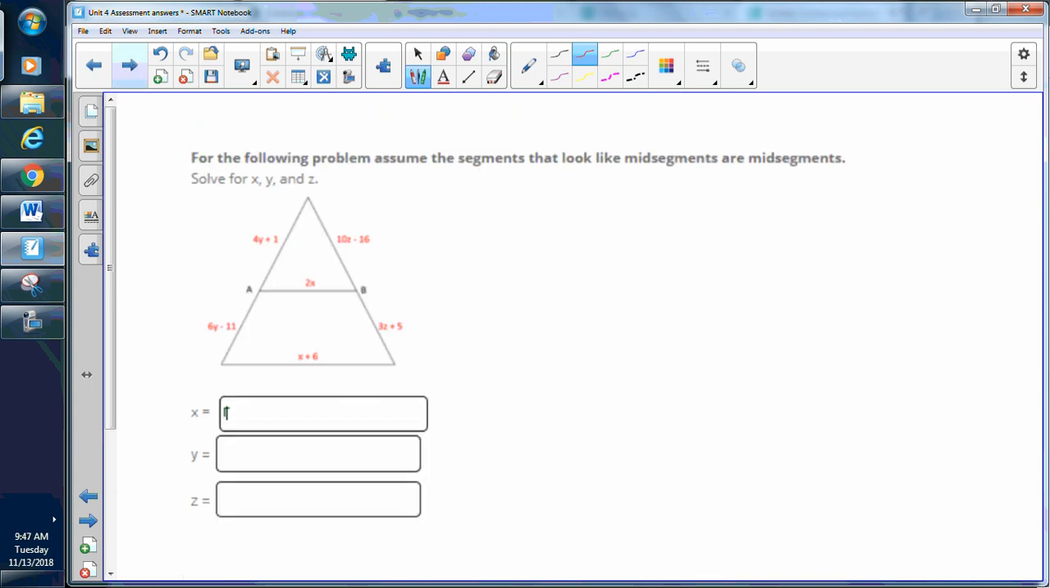On this next question, again, we have mid-segment, so AB is a mid-segment. And 2 times the mid-segment, 2 times 2x, is equal to the third side, x plus 6. So 4x equals x plus 6. 3x is 6. X would be 2.